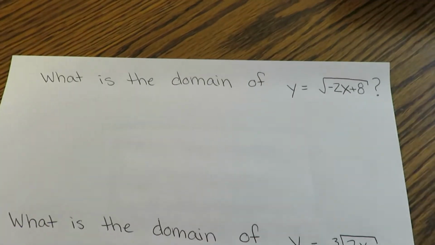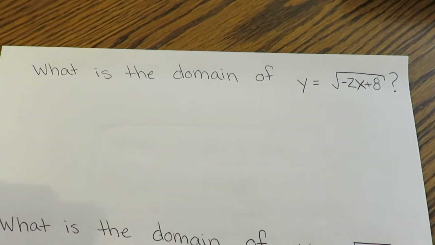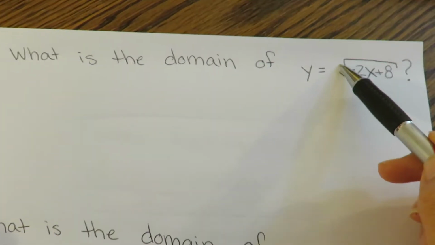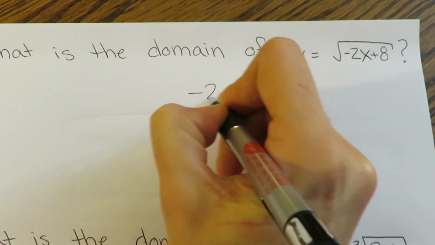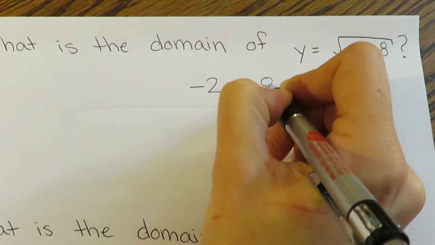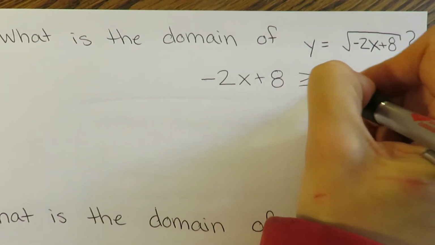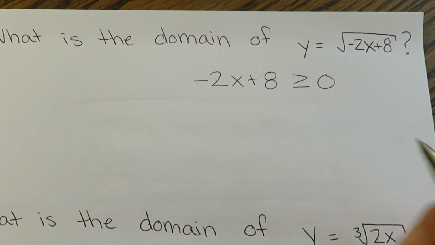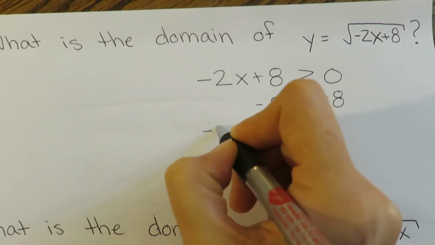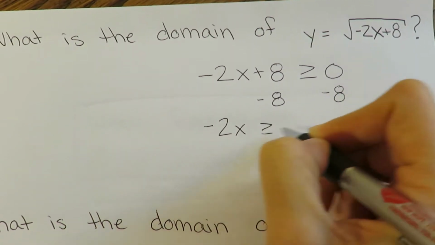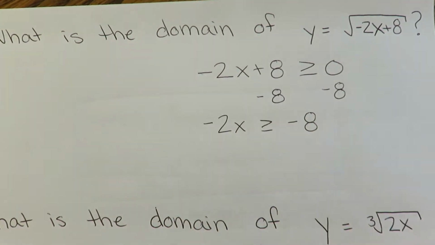What's the domain of y equals the square root of negative 2x plus 8? So again, I take a look and it's a square root, so that means I do need to take everything on the inside and make it bigger than or equal to 0, and now solve. So take away that 8, so I have negative 2x is bigger than or equal to negative 8.